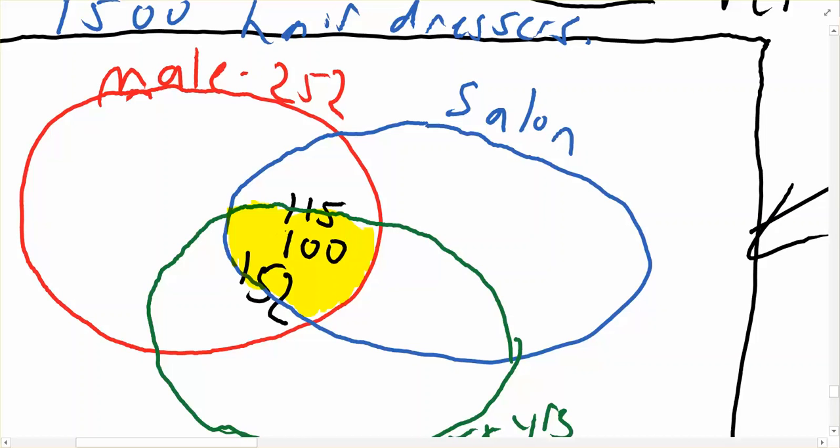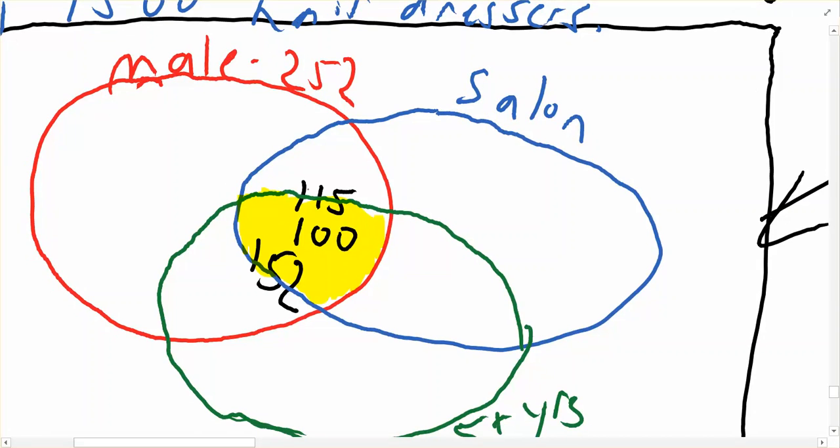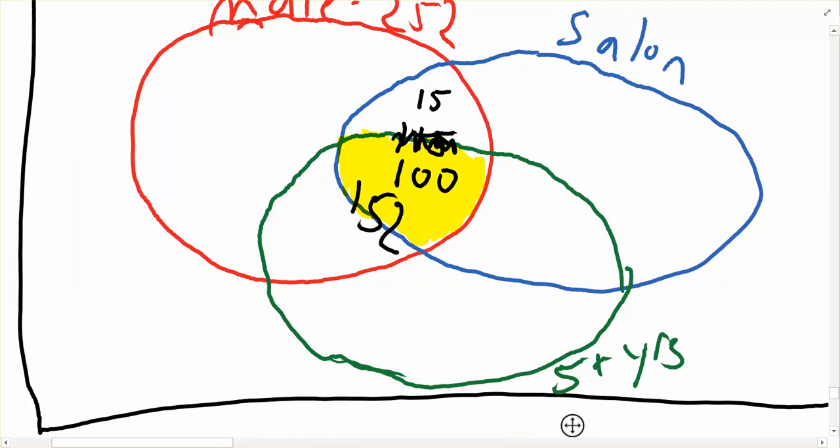So that middle bit's 100. So I know that 115 are in the red and blue circle, so the male and salon circle. So 100 of those are used up in the yellow bit. So that means there's 15 left in here. So now cross that out. Down here, the bit where the red and the green circle overlap, male and 5+ years, I know there's 152, but 100 of those are used up in the yellow bit. So that means there's 52 left in here.